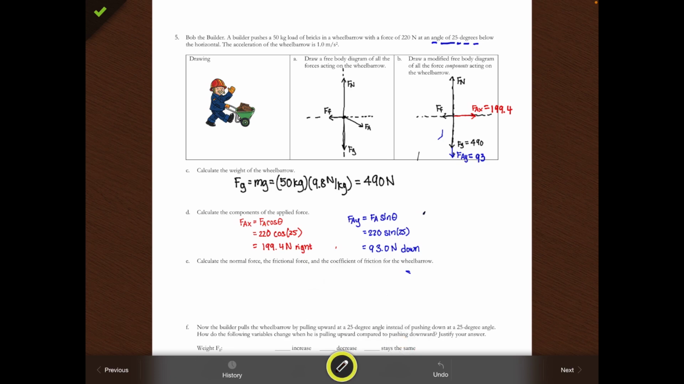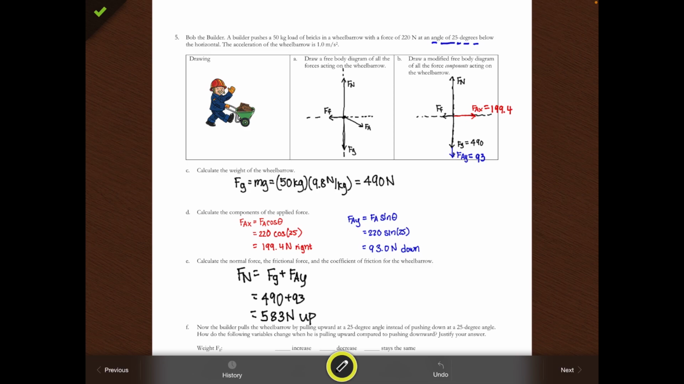Yeah, because it's an equilibrium. Like our wheelbarrow isn't sinking into the ground or rising up into the air. So in the y direction, equilibrium means that the normal force is equal to the gravitational force plus Fay, or in this case, 490 plus 93. The normal force then is bigger than gravity because it's also supporting Fay, and this gets something like 583 newtons up for normal force.